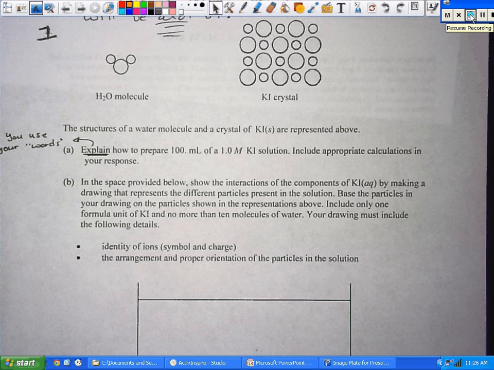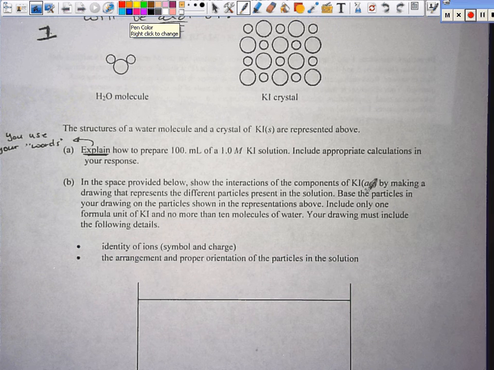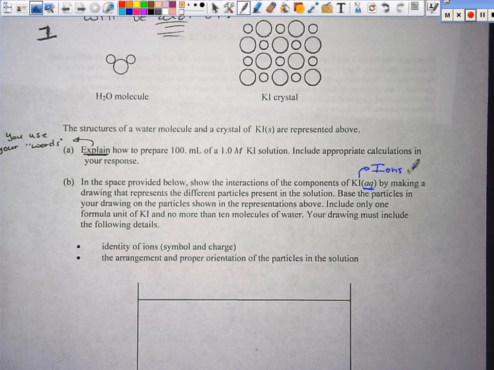Okay. As soon as you see aqueous, Stakeesh, you said it. What does that mean? Perfect. That's exactly right. You have ions in solution. So are you going to have some pluses and some minuses? Yes. By making a drawing that represents the different particles present in the solution.